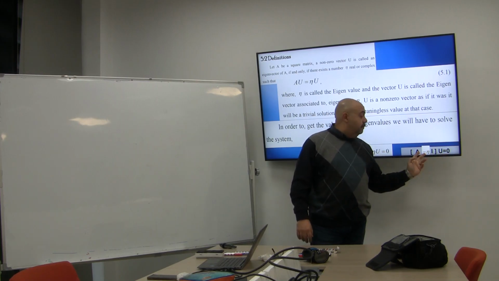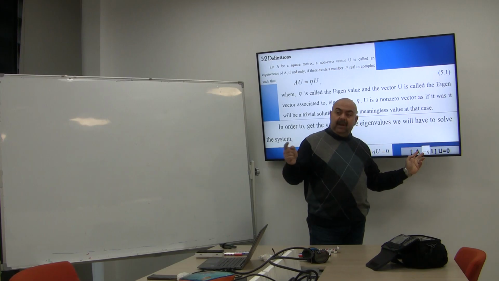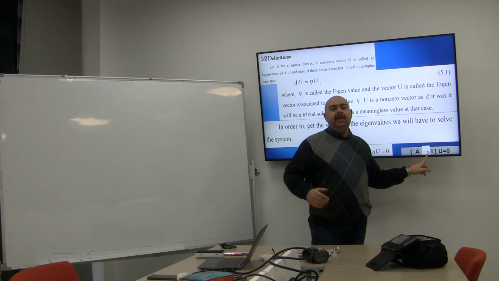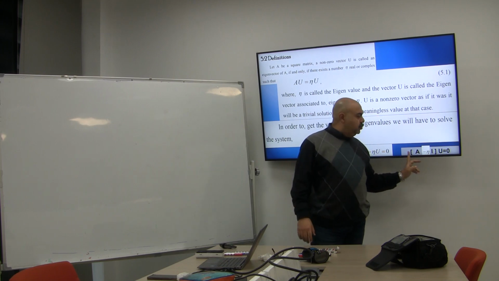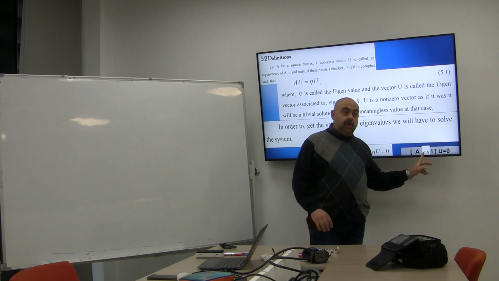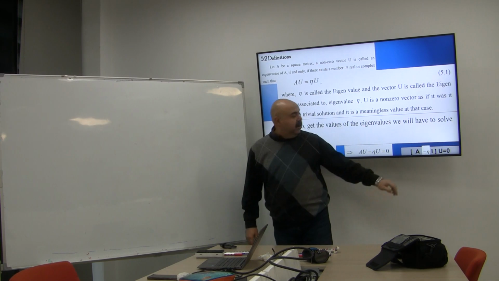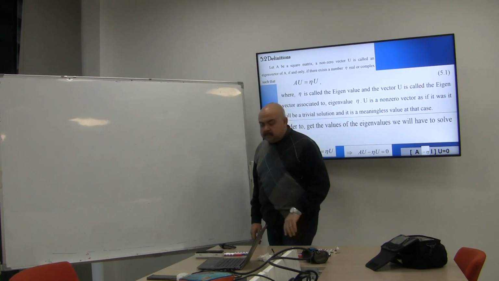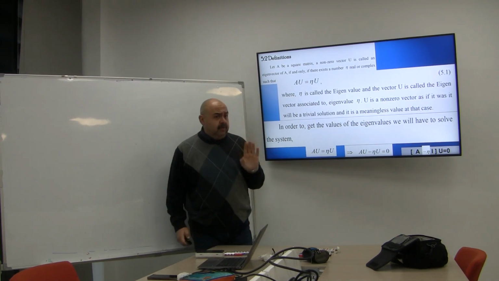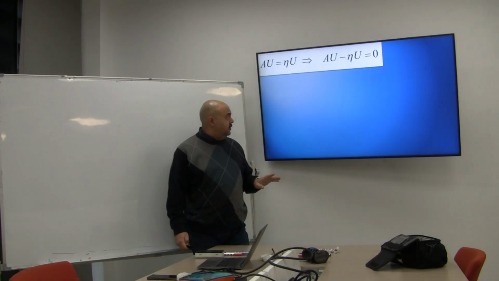And this part of the equation will help me to get the values of eta, which are the eigenvalues. Once I get the values of eta, I will solve this homogeneous system of equations, and I will get my eigenvectors from the values of eta. This is the whole scenario that we are going to go through step by step.